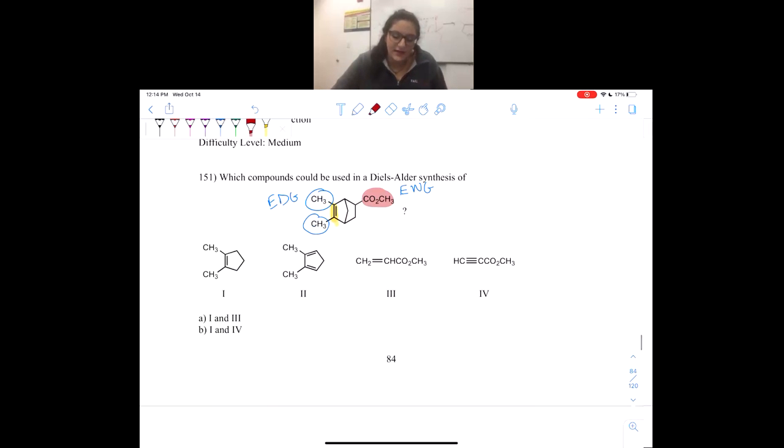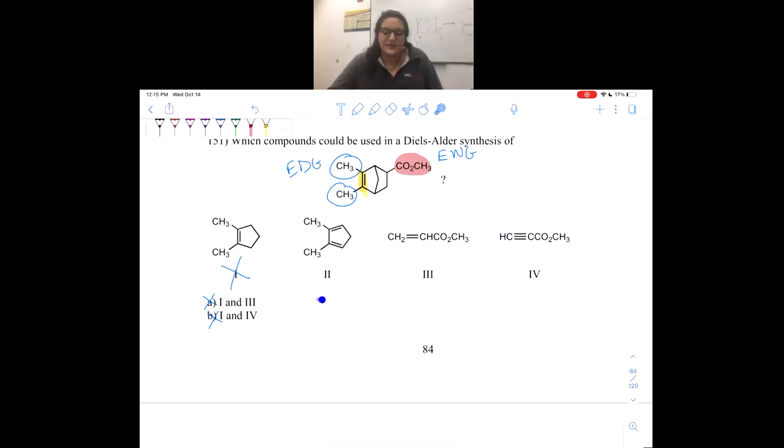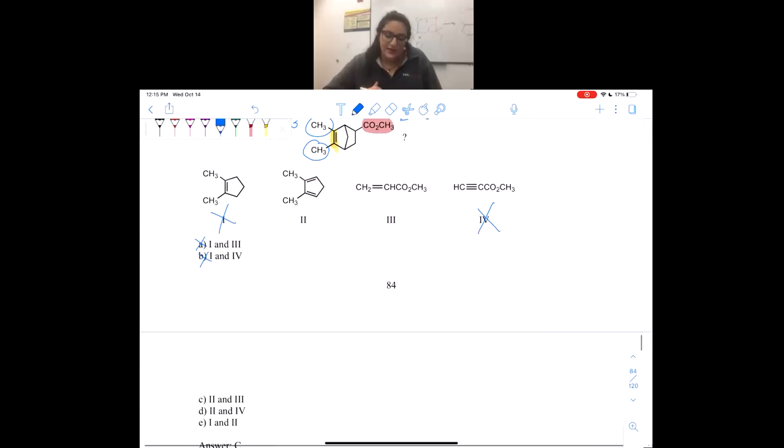We also see that there is a carbon in the bridgehead, and so I know that it has to be a 5-membered ring, right? And so we know that our 5-membered ring has to be the diene because of the double bond we highlighted. So 1 is not an option, and that gets rid of A and B. If this is our diene, we're looking for a dienophile, and that dienophile has to be a double bond, so we get rid of the triple bond answer choice. And the correct answer is 2 and 3.